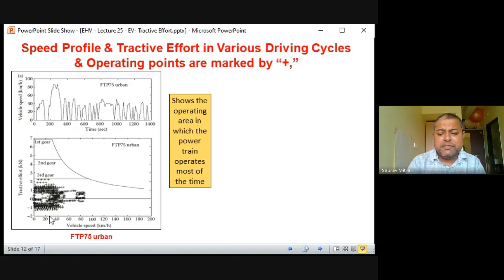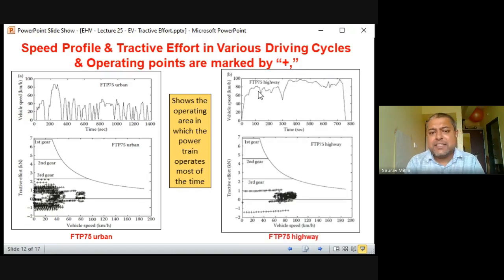Second case, just see your highway. So this is FTP 75 highway, and your vehicle is running with almost 100 kilometer per hour speed.